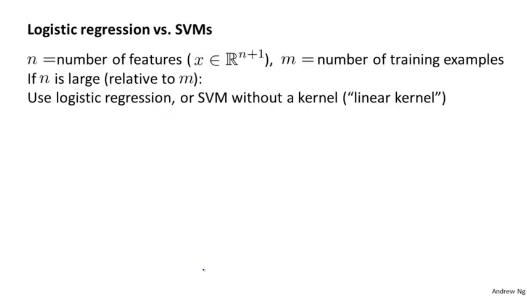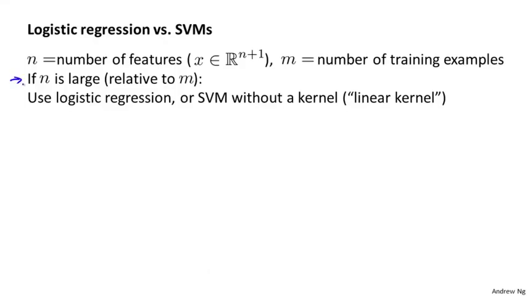Finally, we developed support vector machines starting off with logistic regression and then modifying the cost function a little bit. So the last thing I want to do in this video is just say a little bit about when you would use one of these two algorithms. So let's say n is the number of features and m is the number of training examples. So when should we use one algorithm versus the other?